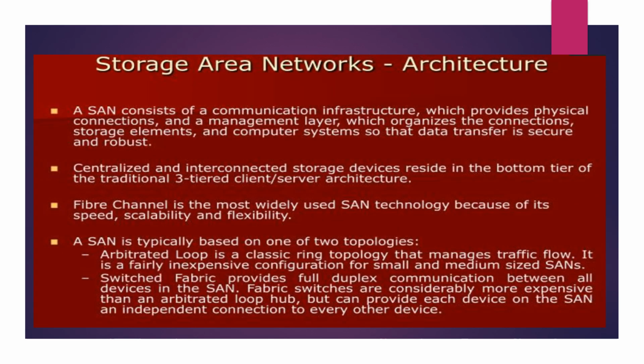Now let's discuss the architecture of SAN. SAN consists of a communication infrastructure which provides physical connection, as we can see here, and a management layer which organizes the connections, storage elements, and the computer system so that the data transfer is secure and robust. Centralized and interconnected storage devices reside in the bottom tier of the traditional three-tiered client-server architecture. Fiber channel is the most widely used SAN technology because of its speed, scalability, and flexibility.